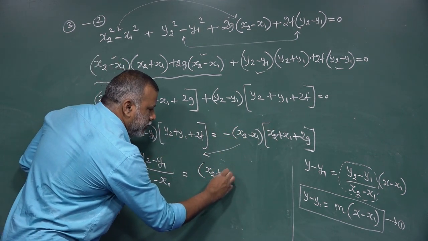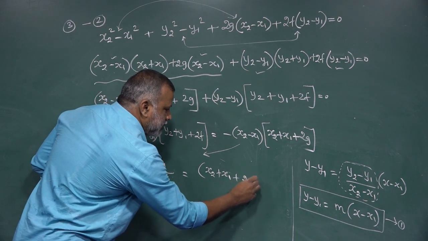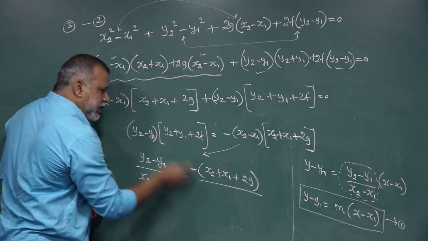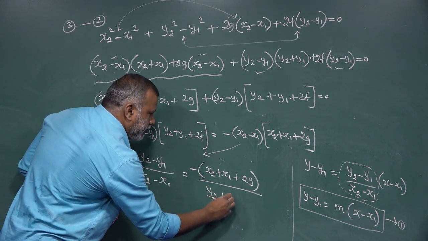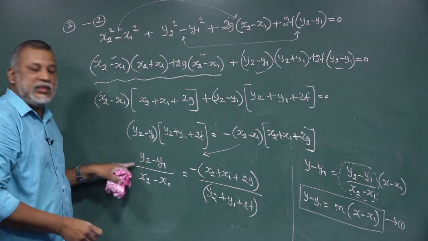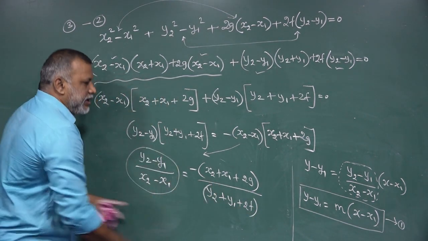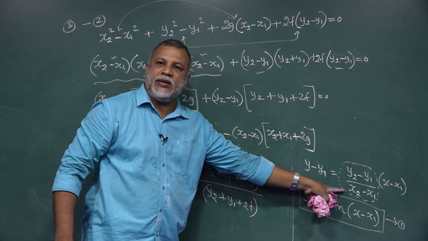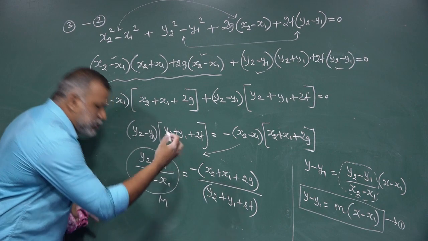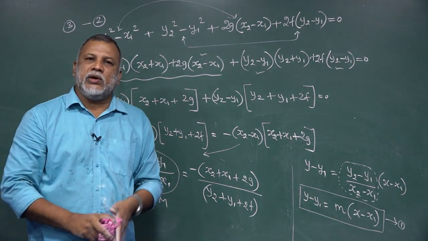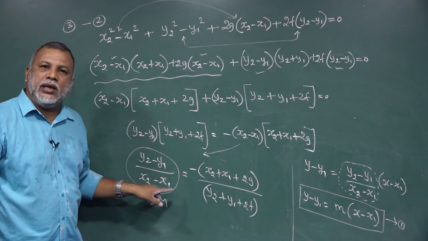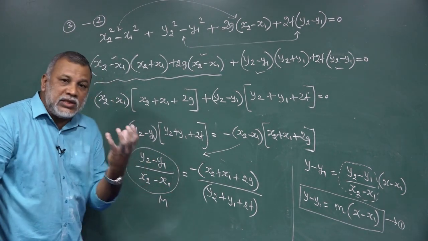We can get x2 plus x1 plus 2g, which already has a negative symbol, divided by y2 plus y1 plus 2f. This is nothing but the slope m. Here, y2 minus y1 divided by x2 minus x1 is nothing but the slope. From your lower standard, what formula are you using to find the slope? Slope m equals y2 minus y1 divided by x2 minus x1. So we got the slope.